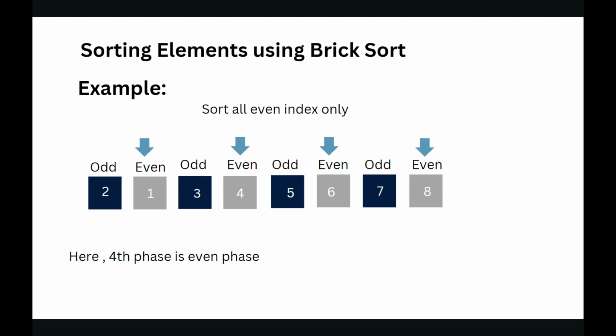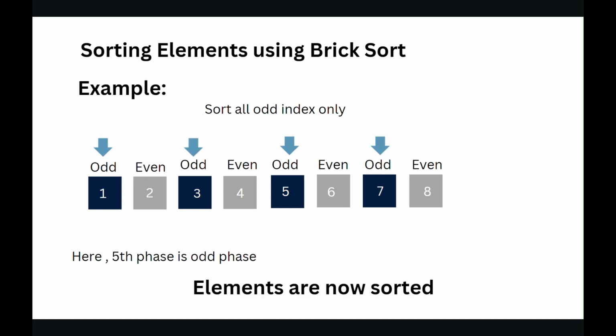Now before going into the fifth phase, that is odd phase, the first odd index value is 2 and its successor element is 1. As 2 is greater than 1, swapping should be done in the fifth phase. Now finally, in this fifth phase, all the elements are now sorted. In this way, we will use the brick sort algorithm for sorting all the elements in an array.